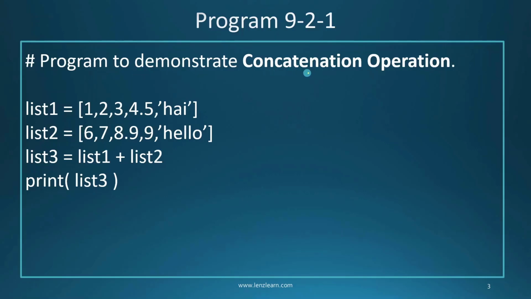So this program is used to demonstrate the concatenation operator or the plus. I have created list1 with these elements: 1, 2, 3, 4.5 and hi. That is stored into list1. 6, 7, 8.99, hello, this is the content of list2. After that I am concatenating list1 with list2. So what will happen? It will create a big list with all the values of list1 in the beginning. So 1, 2, 3, 4.5 and hi will be there. After that it will put a comma. Then it will continue with the elements of list2. So it will have 6, 7, 8.99 and hello.